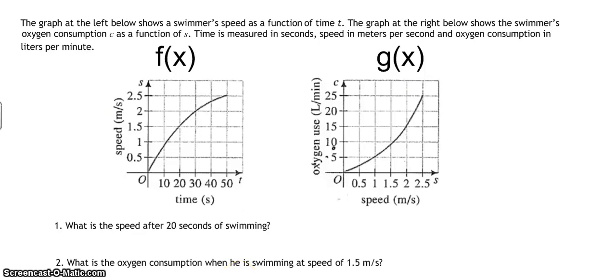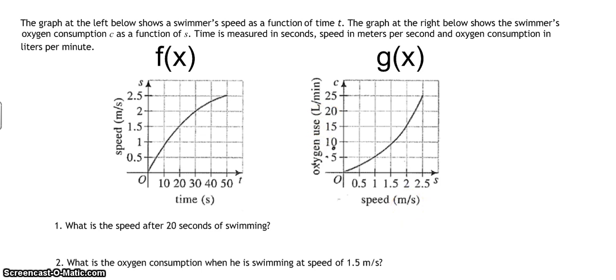One of the coolest things about composites, yes, there are cool things about composite functions, is they can definitely be used to represent some real-life situations. So the graph at the left shows a swimmer's speed as a function of time. The graph at the right then says the swimmer's oxygen use dependent on that speed. So we've got our two different functions.